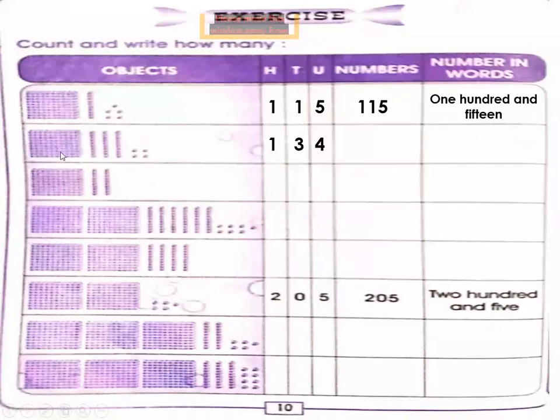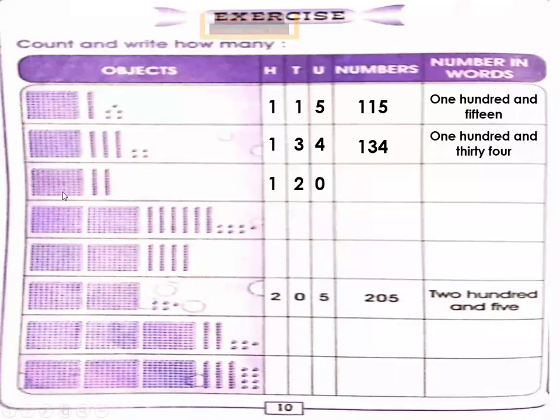How many blocks are there? There is only one square block. There is only one 100 block, so we write 1 in the 100 column. There are 3 tens blocks, so we write 3 in the tens column. There are only 4 unit blocks, so we write 4 in the unit column. So 100, 3 tens, 4 units makes the number 134. We also write this number like this: 134.